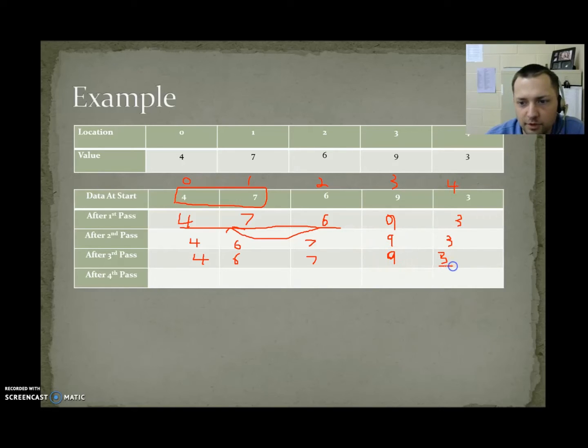And we look at this 3 and we're like, whoa, that's in the wrong spot. So we're going to insert it right before the 4, sliding everything else over. So it would be 3, 4, 6, 7, 9.